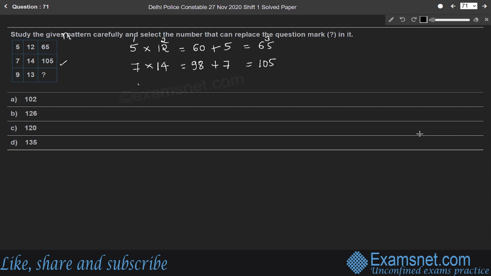So in the same way, first number into second number is equal to 117, plus the number 9 is equal to 126, which is the third number. Therefore, 126, option B, is the right answer.